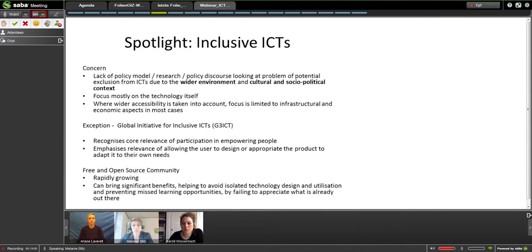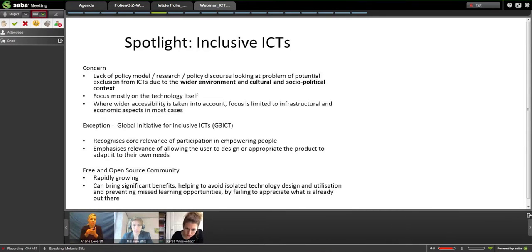What is the concern regarding inclusive ICTs? There is still a lack of policy models, a lack of research, as I mentioned before, and also a lack of policy discourse that looks at the problem of potential exclusion from ICT due to the wider environment and cultural and socio-political context. So the focus in research and also in practice is still often on the technology itself. There's much concern about how the technology can be modified, adapted, or what kind of technology should be used. The wider accessibility is not taken into account. The focus is often limited to infrastructure and economic aspects.